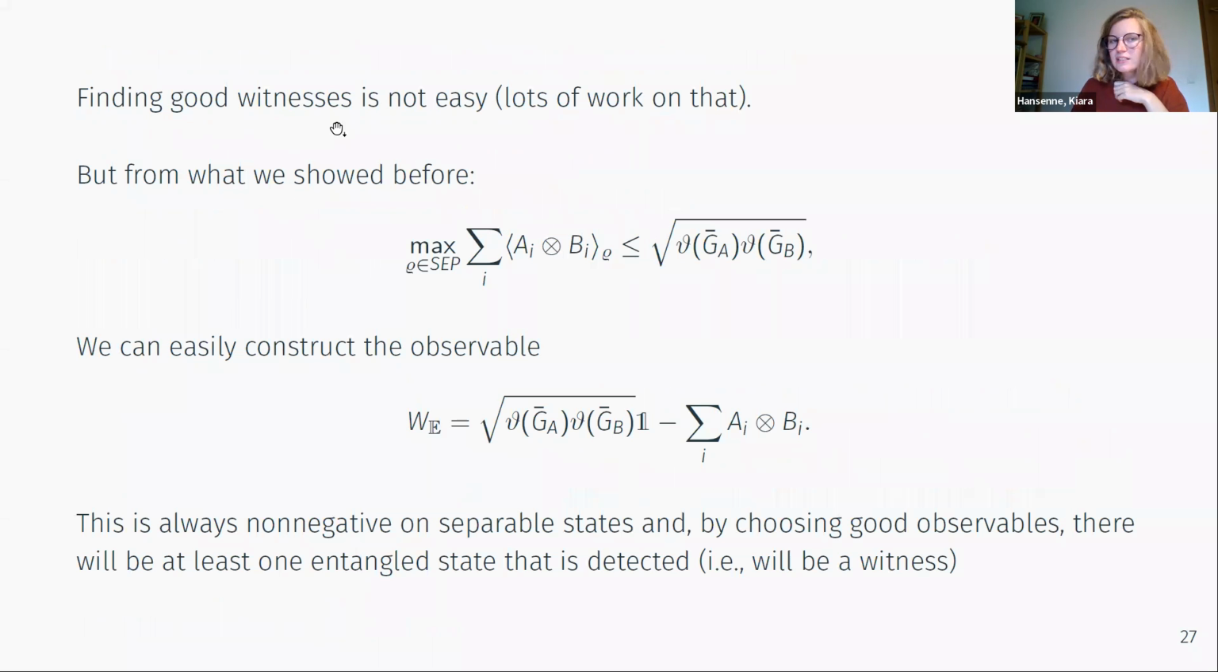Because finding good witnesses is not easy in general, and many people have done work on that. So it's nice that using our result we can do it. What we just showed before is that the maximum over all separable states of the sum of the expectation values is upper bounded by this expression involving the lowest number of those two anti-commutativity graphs. Then we construct the witness W_E like this, which we can check is always larger or equal to 0 on separable states. And if we now choose some wise sets for A and good ones for B, then we will see that we can actually detect some entangled states.